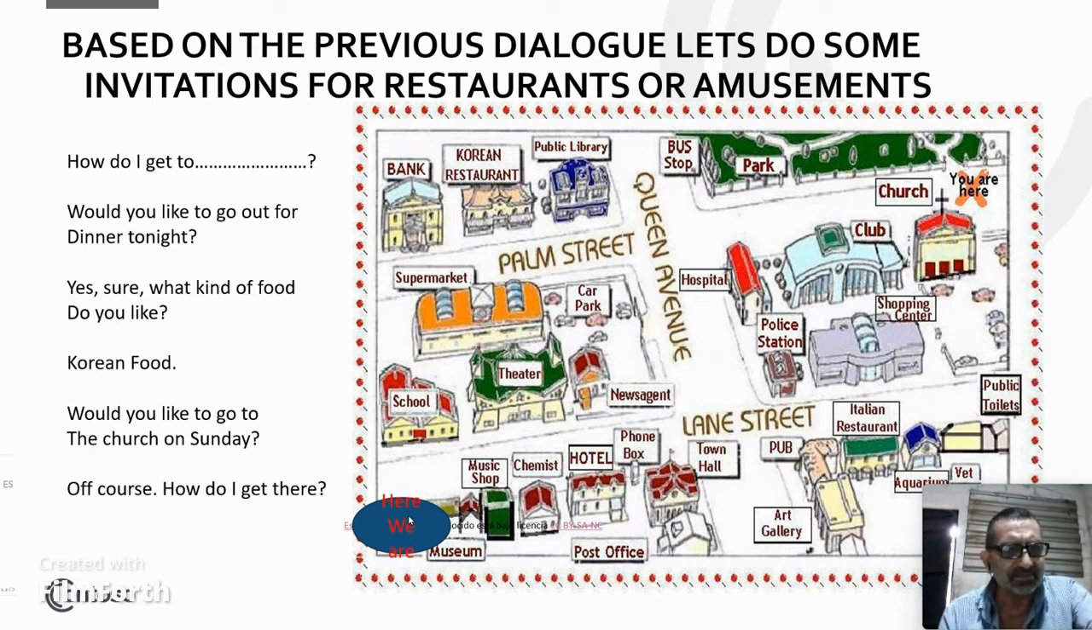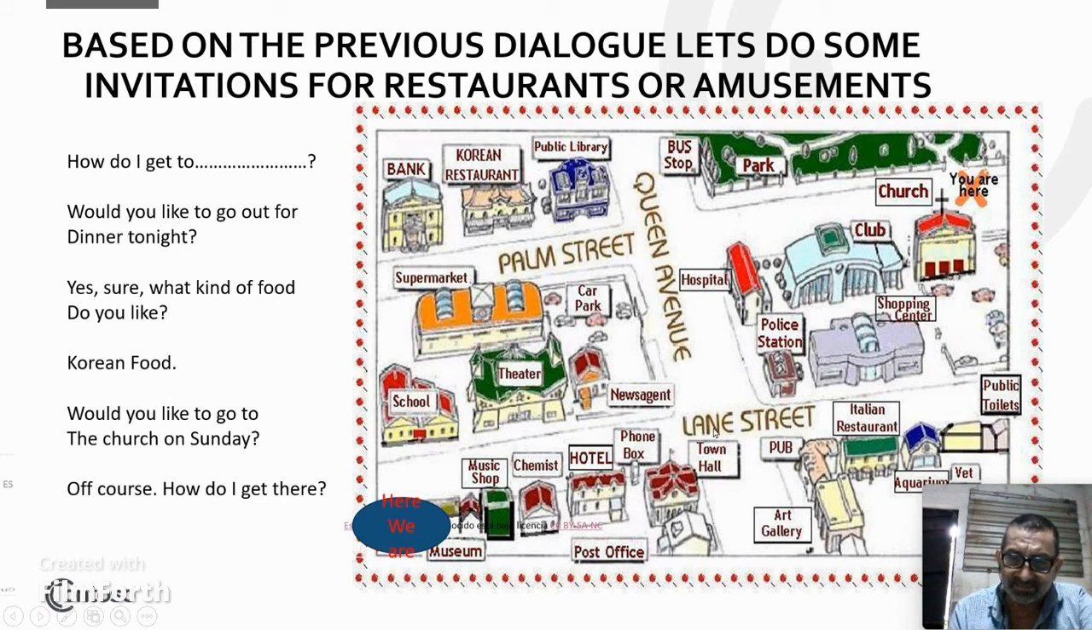And let's say that Adam is inviting Lori to go out again. So if he says, "Would you like to go out for dinner tonight?" and if she answers, "Yes, sure," what kind of food do you like? He's going to answer Korean food. So, how do I get to the Korean food is the question now. Let's find out. We are right here at the hotel. So, how do I get to the Korean restaurant? Let's see if we can help Adam with this direction right here.